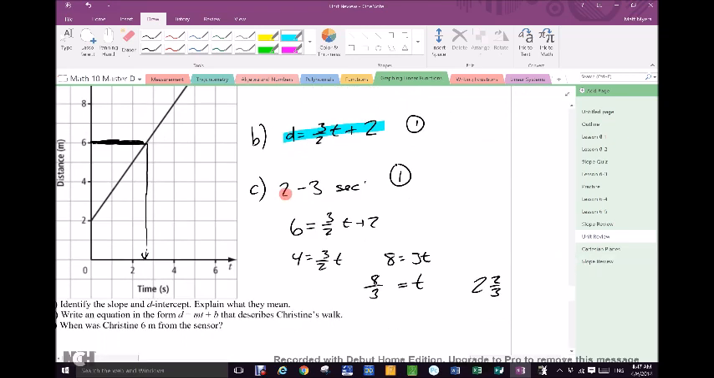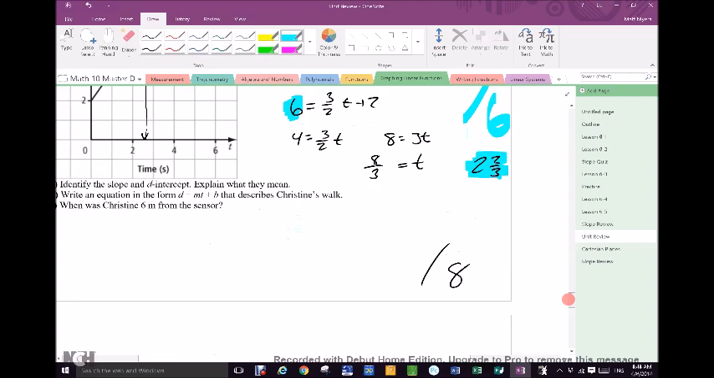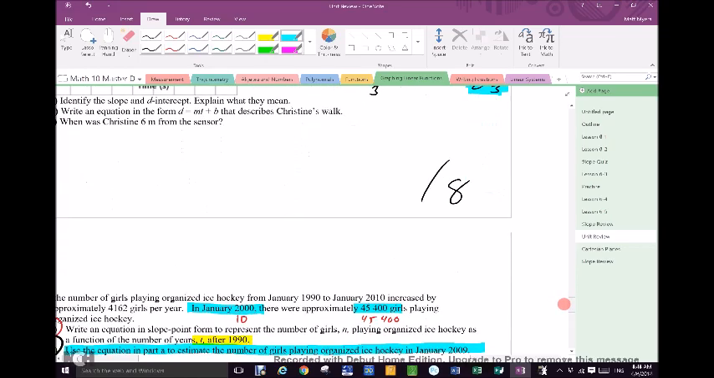And number 3, I will accept between 2 to 3 seconds if you use your graph, because of course your graph is not exact. What you should have done was used algebra when her distance was 6 and solved for time to get 2 2/3. I'm in a good mood, so everybody gets a point. Making that question out of 6. Making the whole page out of 8.